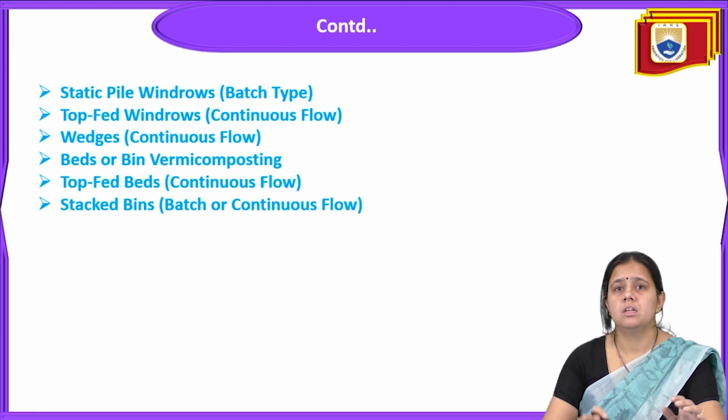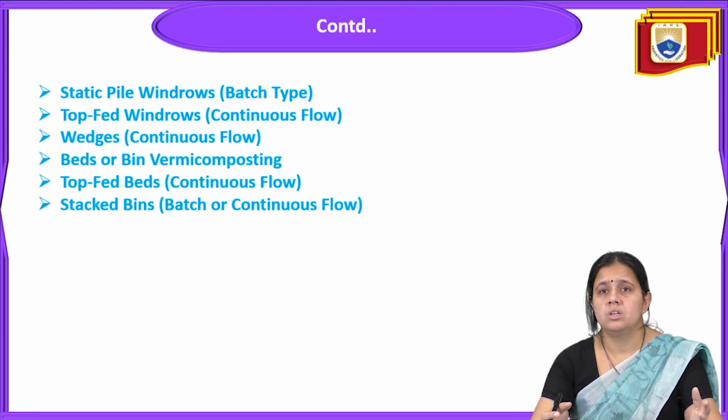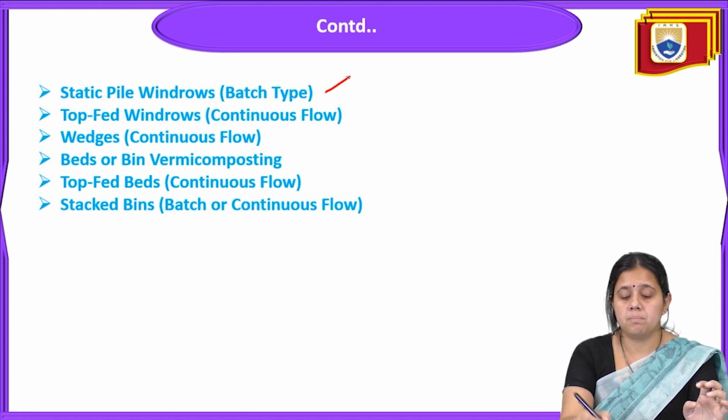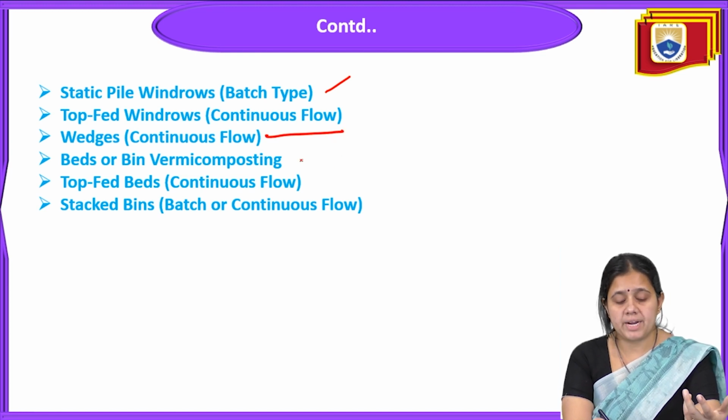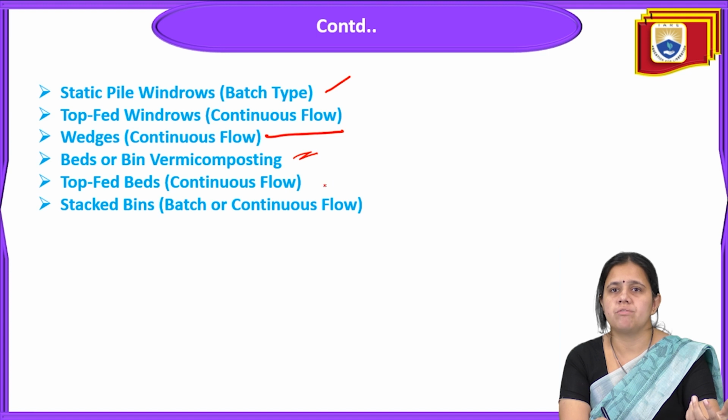Now next is the static pile windrow, which is called the batch type. In the batch type, the windrow is put in place. Next is the top feed windrow, which is a continuous flow. Wedge type vermicomposting also comes under continuous flow. Then there are beds or bin vermicomposting, top feed vermicomposting, and stacked bin vermicomposting.